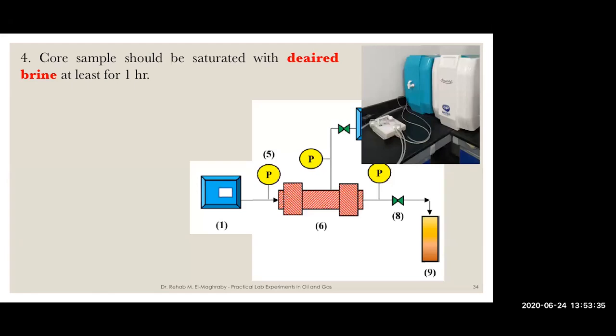So what you will do is deaerate this brine using a vacuum oven. I showed you the vacuum oven before. Do it for 1 hour, and don't increase it to more than 1 or 2 hours, because you don't want your water to evaporate.